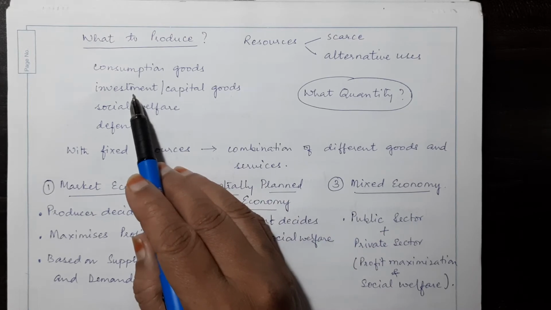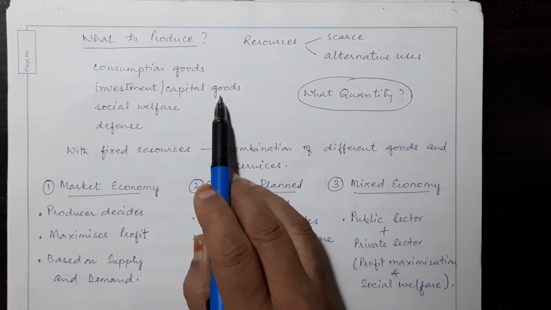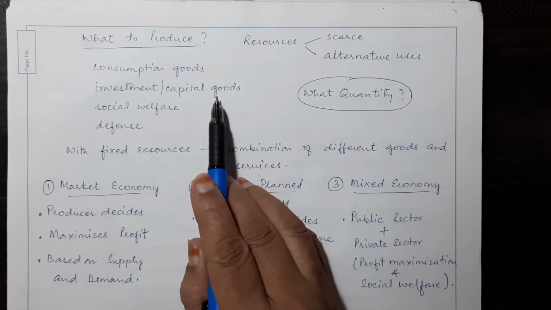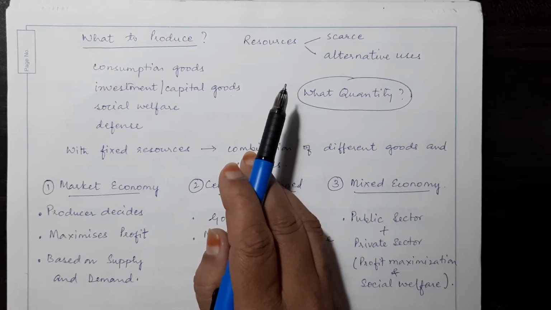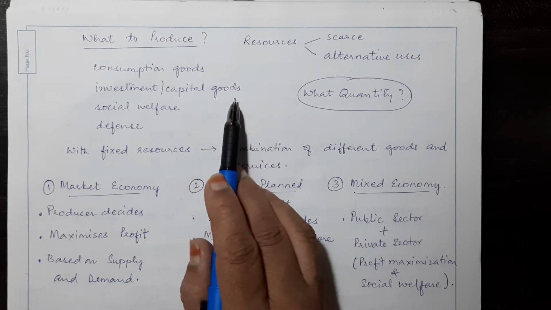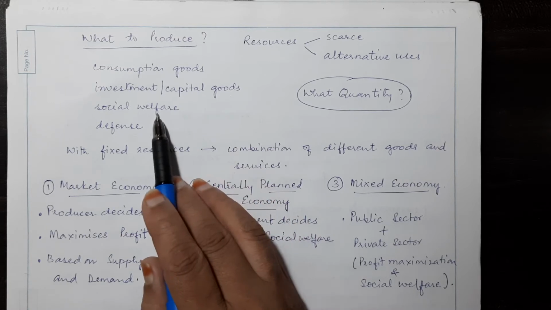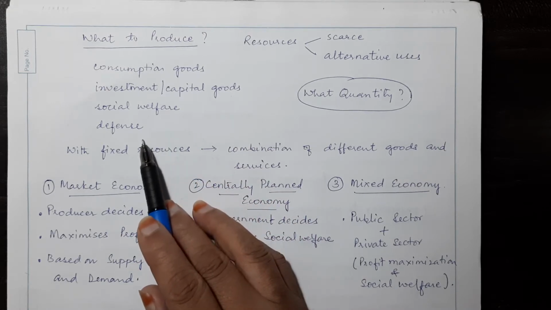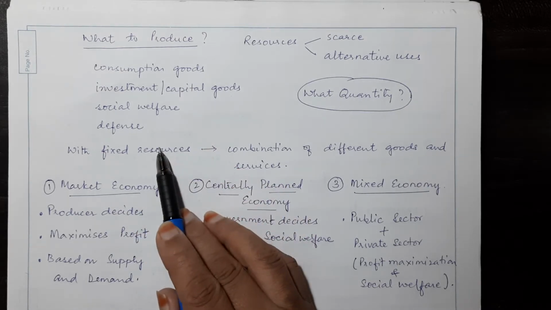Should I produce goods for investment, otherwise called capital goods? What are these capital goods? These capital goods are those goods which are used to produce further. That means for further production. For example, plant, machinery, tools, equipment, etc. Then, should I produce goods for social welfare or should I produce goods for defense? So, what should I produce?